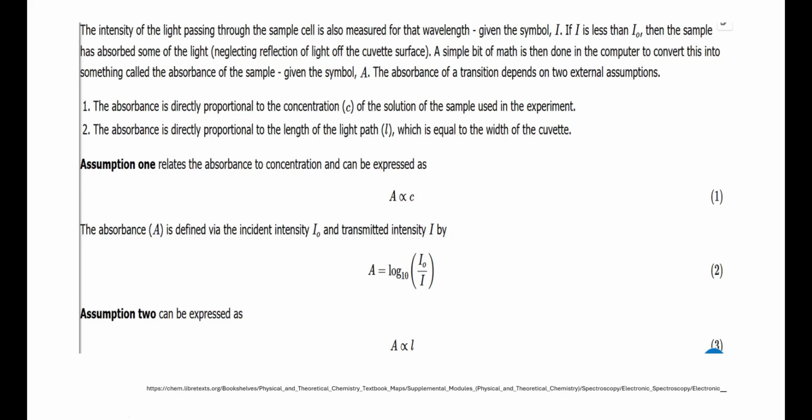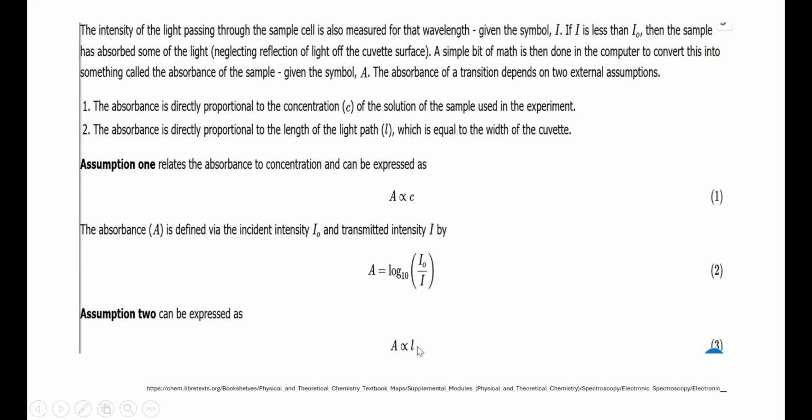So what is the relation between these two? That is nothing but the absorbance, which can be dictated in terms of an equation: A is equal to log to the base 10 I0 upon I. So log to the base 10 of I0, the intensity of incident light, upon I, the intensity of transmitted light. The second expression is A is proportional to L. L is the path length.